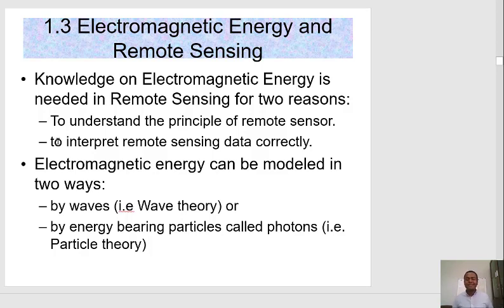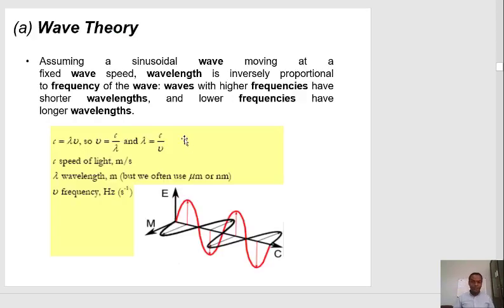In order to understand electromagnetic energy, we have two models: wave model or wave theory, and particle theory. Electromagnetic energy can be modeled in two ways: by wave or by particle. What does wave theory say? Wave theory says, assuming a sinusoidal wave moving at a fixed wave speed, this speed is the speed of light. It is fixed. It is constant. It is c.